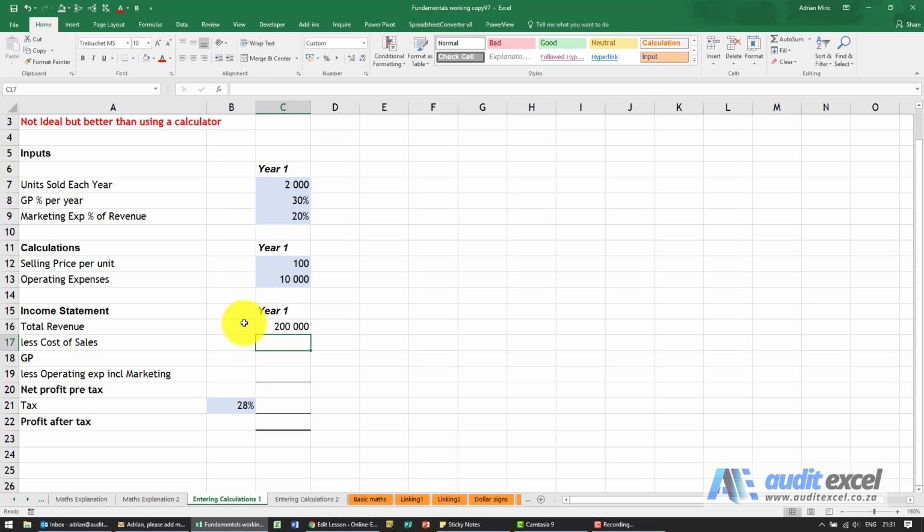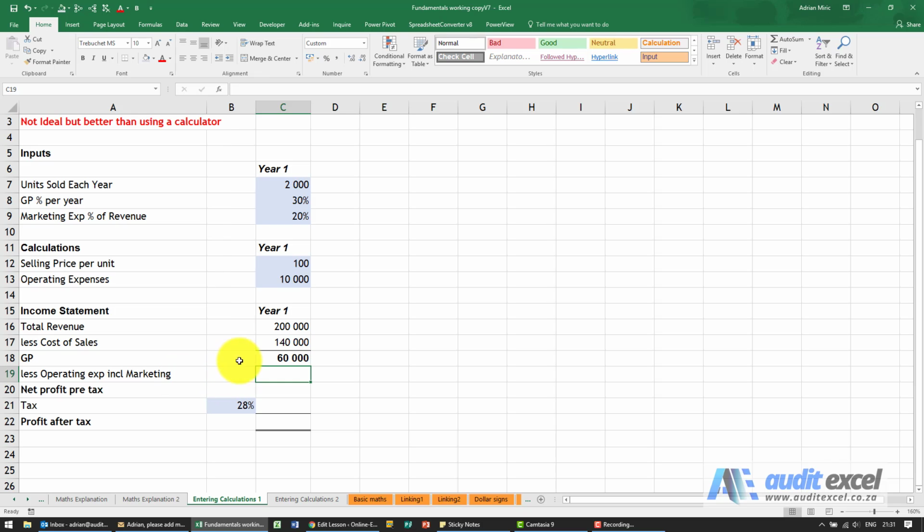The cost of sales, we can see that the GP percentage is 30% per year. So again, if you took a calculator to mimic that in Excel, we say equals, and I'm going to say take the 200,000 that we calculated above and multiply it by, use brackets, 1 minus 30%. So you'll see that's how you would have done it on the calculator. When I click enter, it gives me 140. And so you can continue. Over here I could say, okay, my GP must be equals to, and I'll type in 200 minus 140, and it gives me 60.